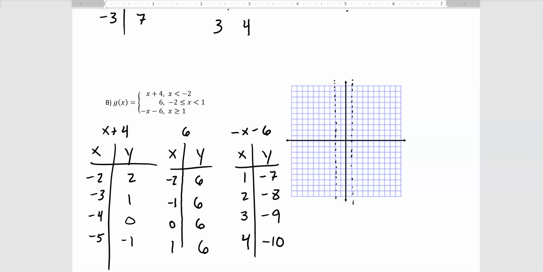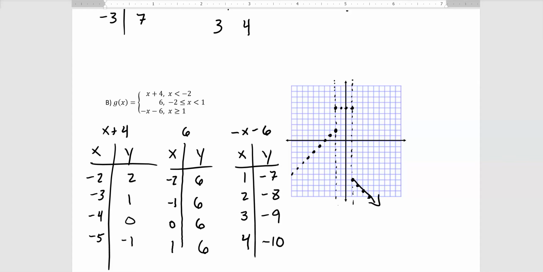So I have -2, 2, -3, 1, -4 is 0, and I can go ahead and continue this all the way out here. There we go. All right, I have -2 is at 6, -1 is at 6, 6, and 6. Excellent. And then I have 1 at -7, 2 at -8, 3 at -9, 4 at -10, and those we can continue on out.